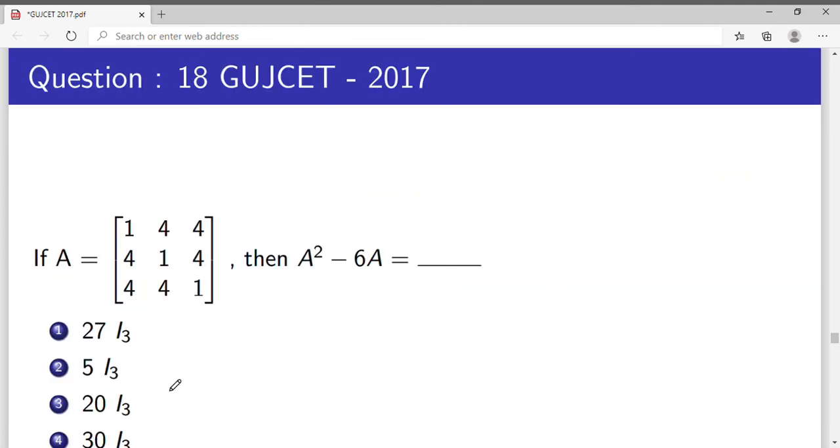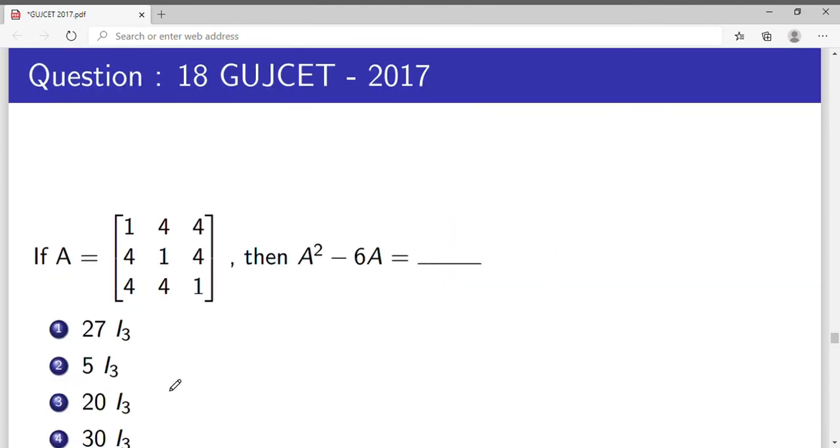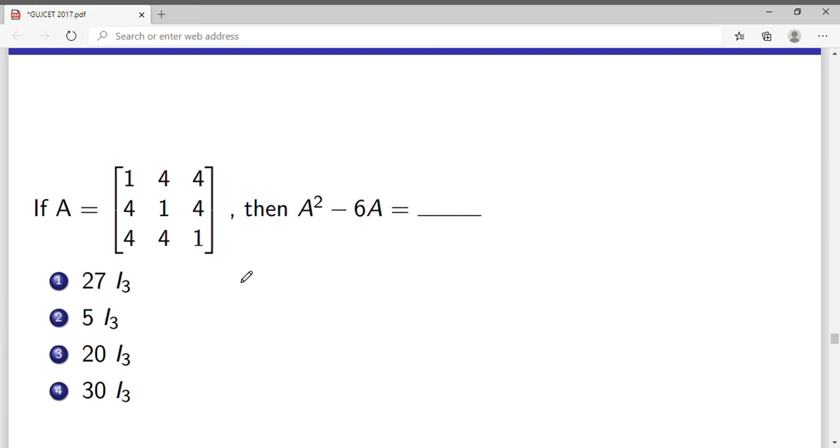Question number 18, GUJCET 2017. If matrix A equal to first row is 1 4 4, second row is 4 1 4, third row is 4 4 1, then A square minus 6A is equal to blank. First option is 27 I3, second option is 5 I3, third option is 20 I3 and fourth option is 30 I3. Here I3 is the identity matrix of order 3. Okay. Now this is a very easy question. Simply we have to find here A square minus 6A. Okay. So we get the answer.